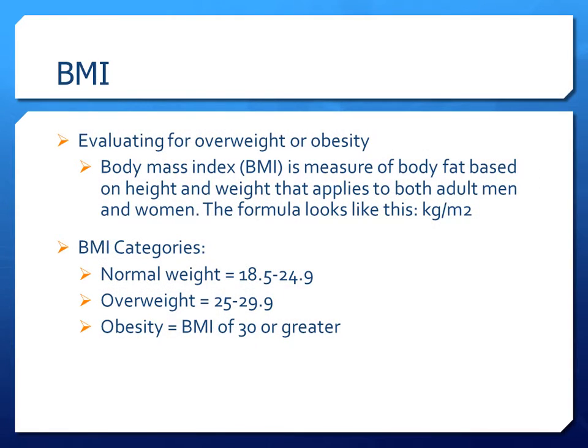When evaluating either ourselves or our patients for overweight or obesity, a simple formula to determine body mass index, or BMI, is used. This is simply a measure of body fat based on height and weight. It applies to both adult men and women. The formula looks like this: kilograms divided by meters squared. BMI categories for adults are as follows. A BMI of between 18.5 and 24.9 is considered normal. Between 25 and 29.9, it is considered overweight, and any BMI of 30 or greater indicates obesity.